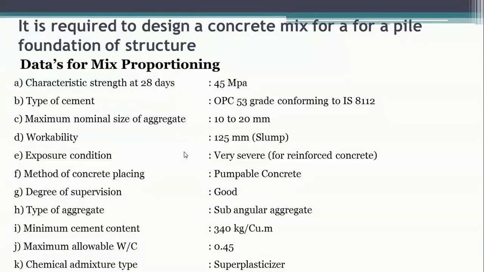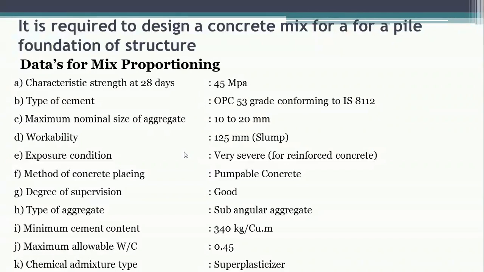Characteristic strength at 28 days, that is 45 Newton per mm square, that is M45. Directly they have not given M45. Instead of that, they have given the characteristic strength at 28 days. So the value is 45 Newton per mm square. That means it is fck. Okay. Type of cement, OPC 53.